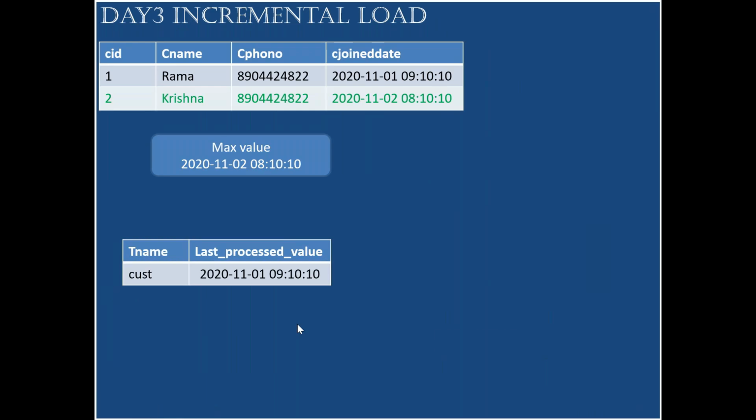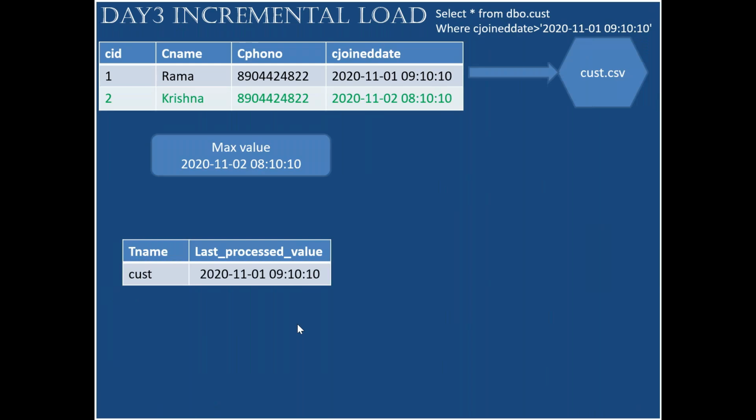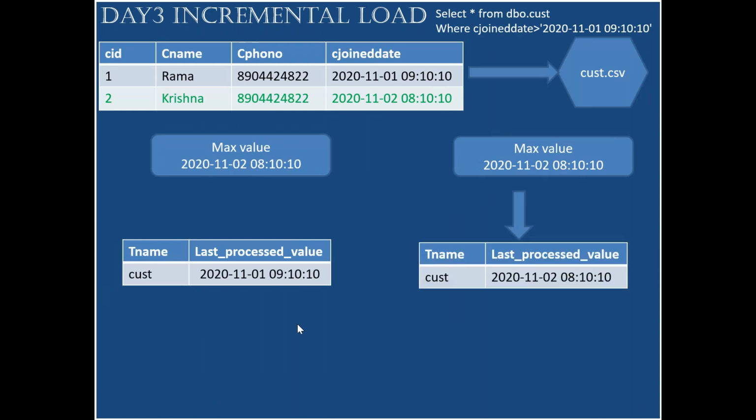What should be the query we need to execute? Select star from table where C joined is greater than 2020-11-01 09:10:10. So when you do this, what is going to happen? It will copy the data into cust, and then this max value will be taken and we will be updating here. Because when you fire, only one record will come that you will be copying.